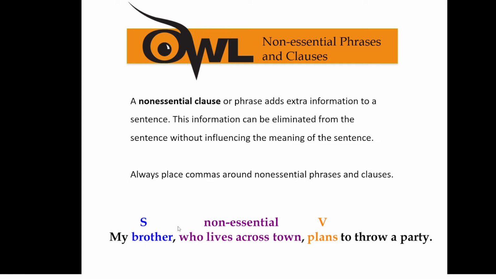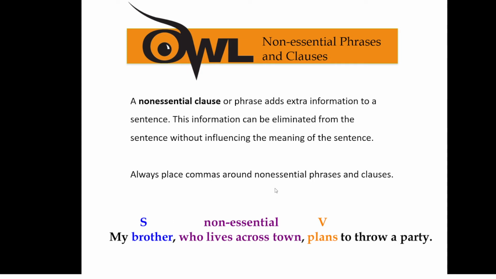My brother, who lives across town, plans to throw a party. Let's take out the non-essential phrase. We've got an independent clause. My brother plans to throw a party. Now, is it crucial to my brother plans to throw a party that he lives across town? Not really. I mean, maybe if this sentence is really about... sometimes in English, I'm going to push back on the PowerPoint a little bit and mess with their example a little bit.